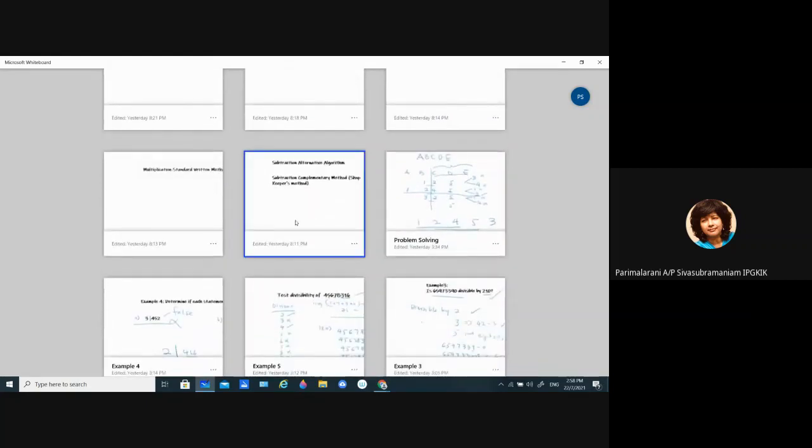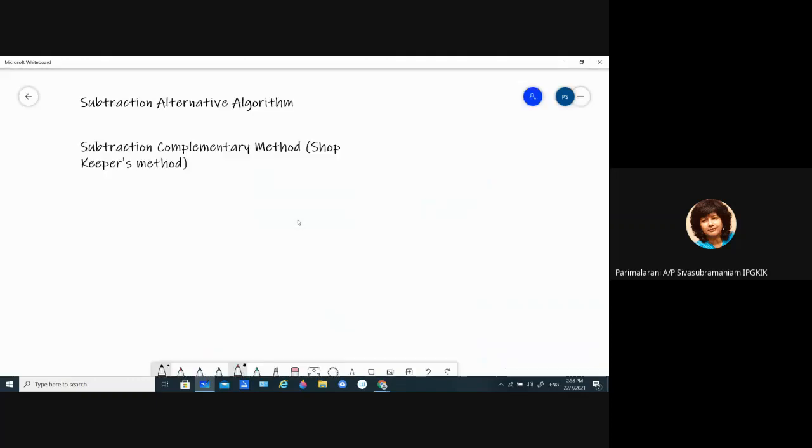Okay, so the next one is the complementary method, or shopkeeper's method. Example: 700 minus 123. Why do they call this the shopkeeper's method?